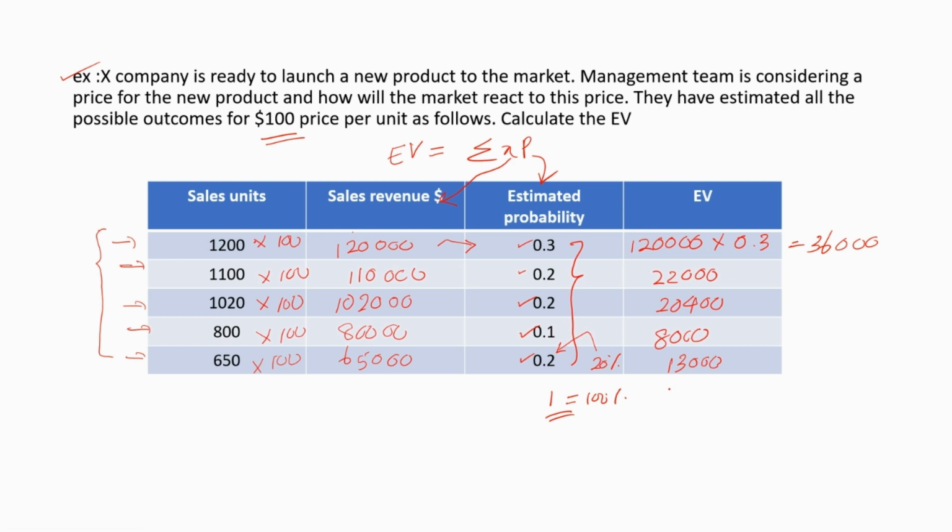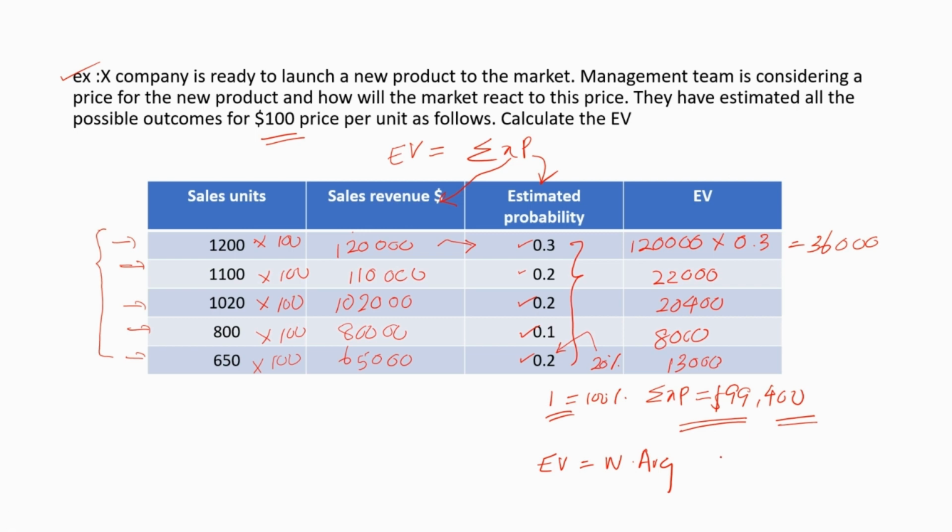Now we have to calculate the total expected value, which is sigma x p, equals 99,400. This is the expected value for this scenario, which means if the company decides to go with the price of $100, the average sales revenue will be 99,400. Remember, this is a weighted average value. Expected value is a weighted average value. This is not a realistic value. So this is the basics of the expected values technique.